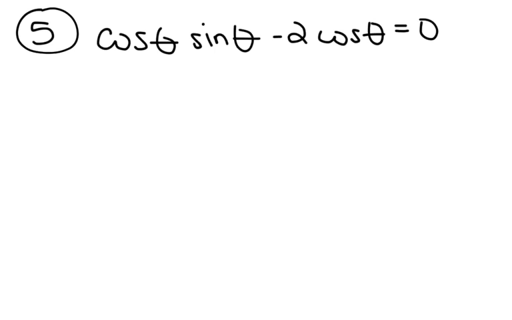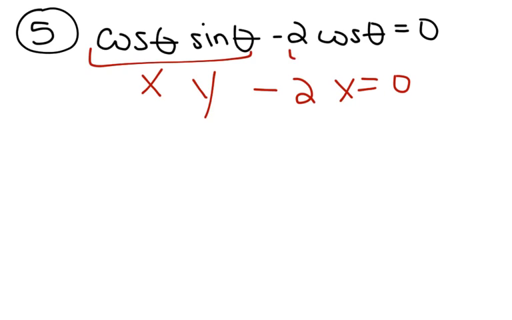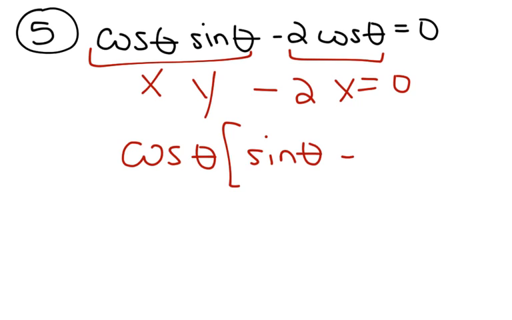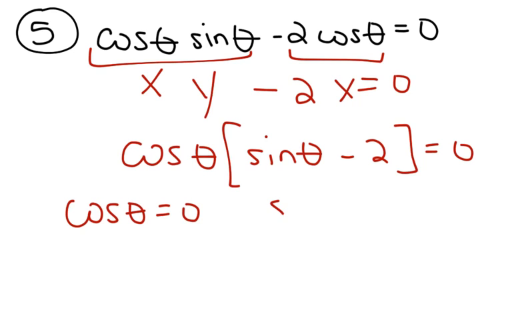So in this problem, cosine theta sine theta minus 2 cosine theta equals 0. Again, think about this like an algebra problem. If you think about this as x y minus 2x is equal to 0, this would be a problem where you would factor out the greatest common factor. Well, it turns out that both of those share a cosine theta. When you divide both of them by cosine theta, you're left with this. So now you're going to use the zero product property to finish the problem off.